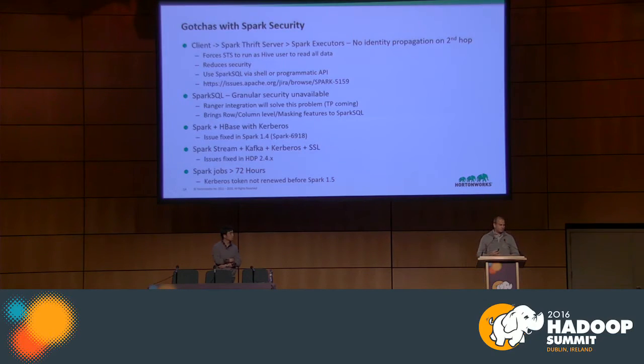Spark with HBase works with Kerberos, but if you're using a version prior to 1.4 of Spark, there are issues that have been resolved since then. If you're trying to connect Spark streaming with Kafka on a Kerberos cluster, you'll have trouble unless you're on HDP 2.4 or later. If you have a Spark job running for more than 72 hours in a Kerberos environment, there is an issue with the Kerberos token not being renewed before Spark 1.5, but that has been resolved. There are still other issues I haven't listed here with Spark streaming for jobs running more than 7 days, but we are trying to resolve those as well in the community.